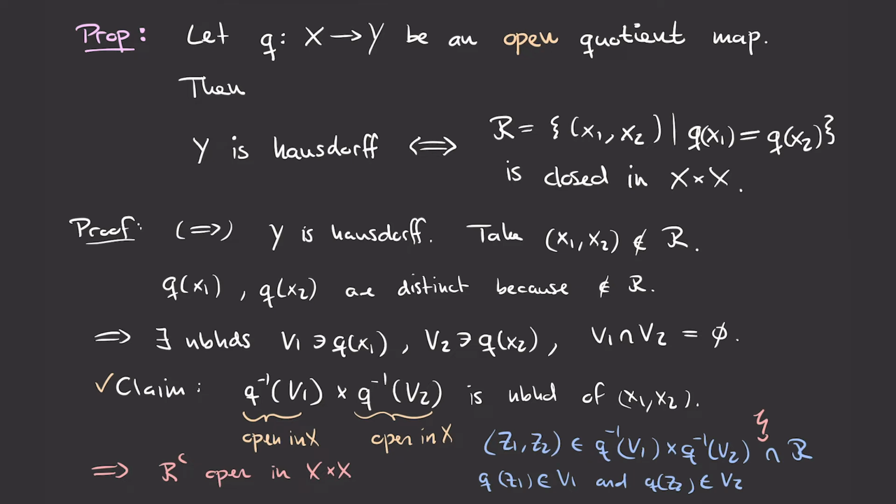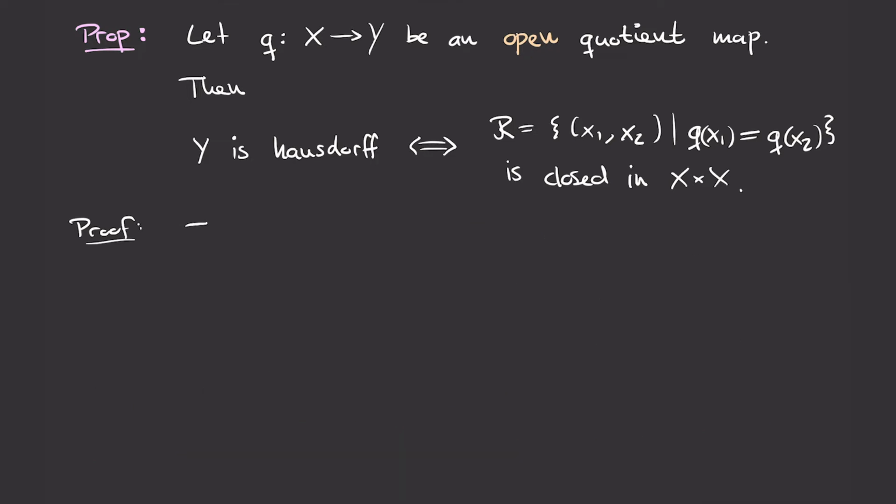Notice that for this direction, we didn't actually need the assumption that this quotient map is an open map. Let's now turn to the right to left direction. For this, we suppose that R is closed. Now the goal is to show that Y is a Hausdorff space, so we need to apply the definition of what it means to be Hausdorff.